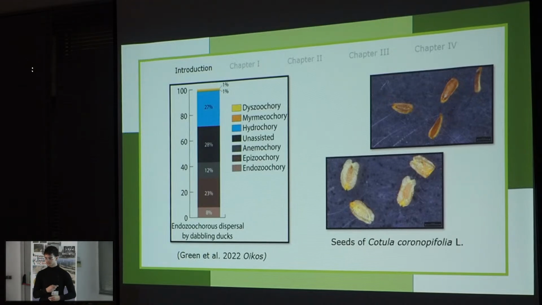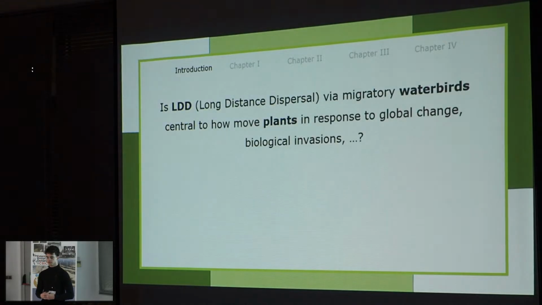So this kind of data is showing us that we need more empirical data to assess which is the truly dispersal syndrome of the different species. And with this empirical data, we can understand better the distribution of the different species, and that can be applied to conservation biology, restoration, or invasion biology.